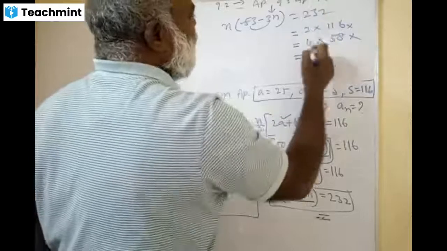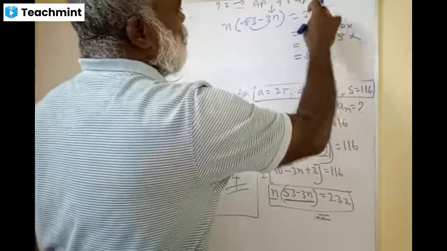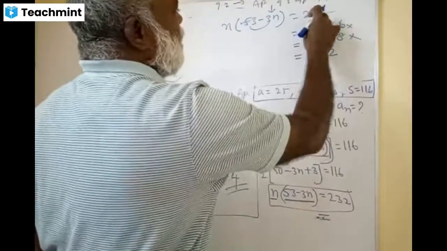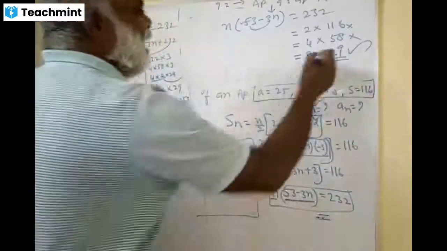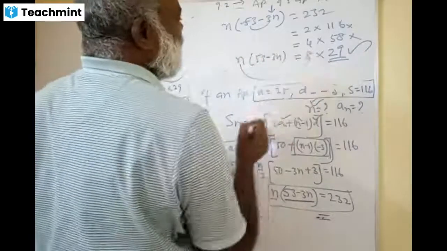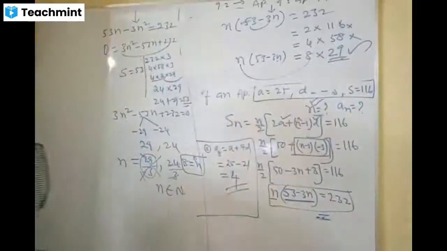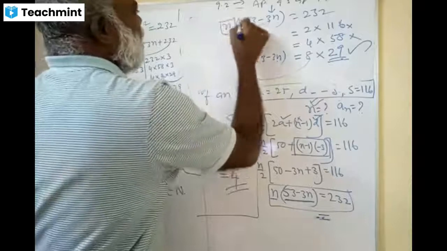Next one, it goes with 8. 8 2s are 16. 8 9s are 72. This is absolutely right for me. 8 into 29. So n into 53 minus 3n, yes. N is 8 and 53 minus 24 is 29. Wow, look at it. You all understood? You all followed it? Yes, sir. You have two factors here. This is one factor, this is another factor.